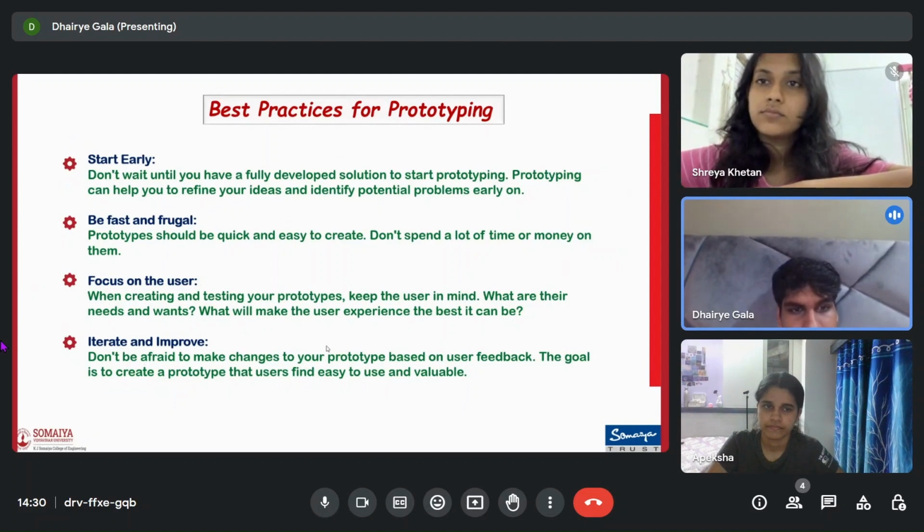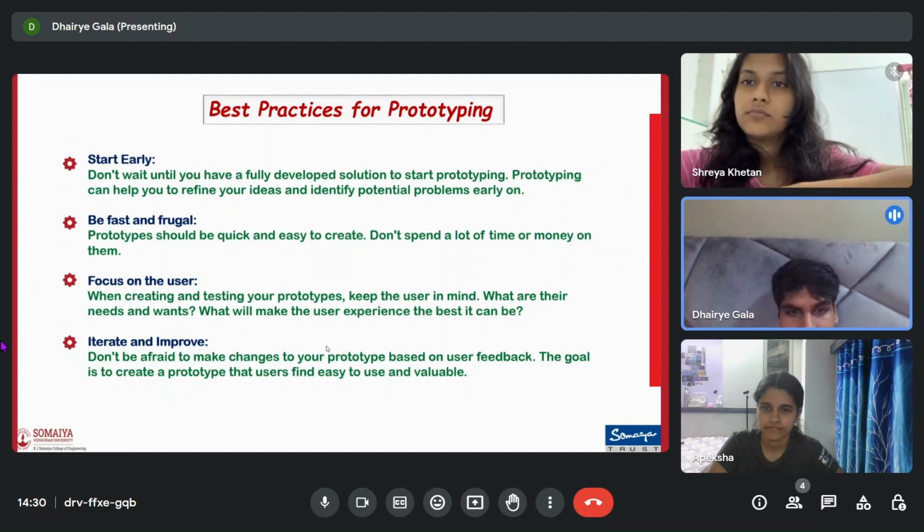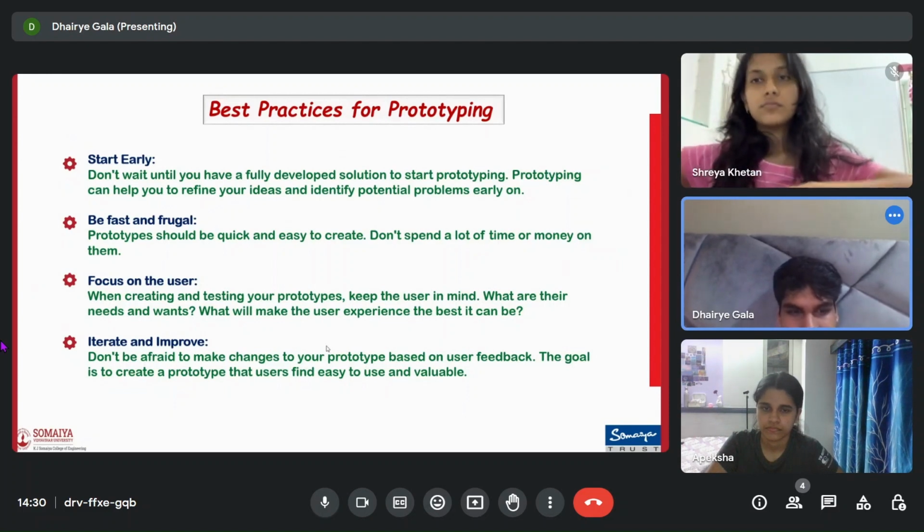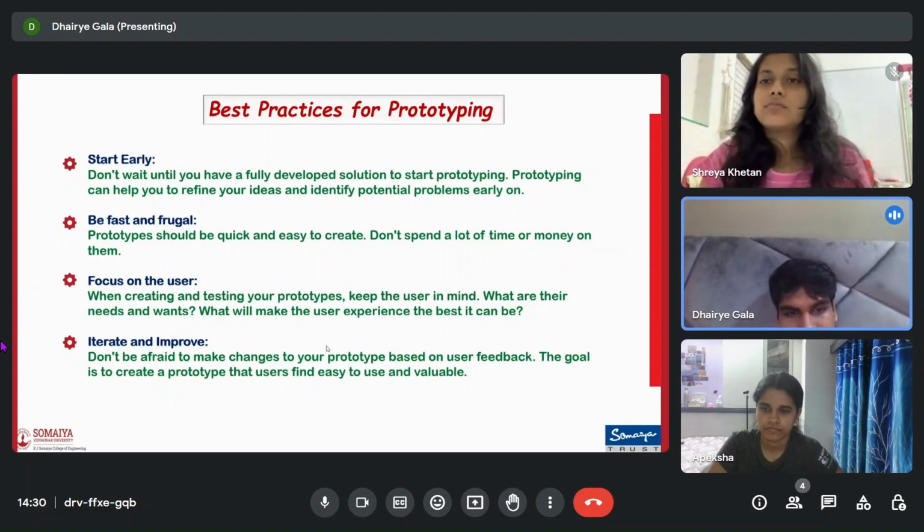Focusing on the user. When creating and testing your prototypes, keep the user in mind. Like, for example, what are their needs and wants, and what will be the best user experience. Iterate and improve. Don't be afraid to make changes to your prototypes based on the user's feedback. The goal is basically to create a prototype that users find easy to use.